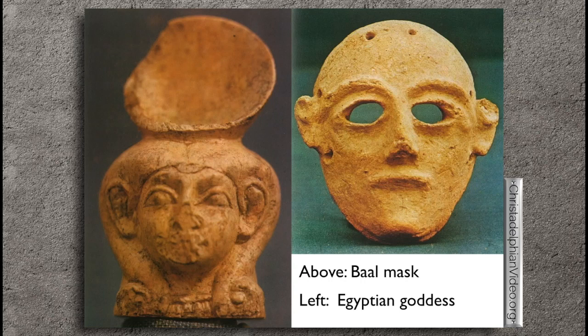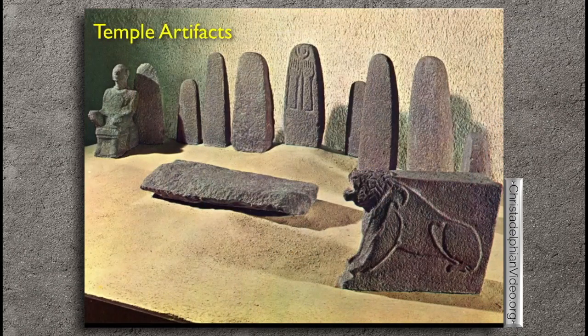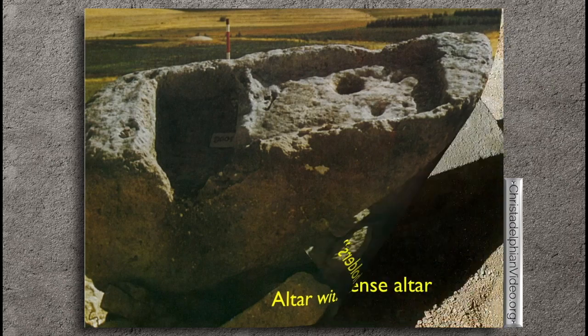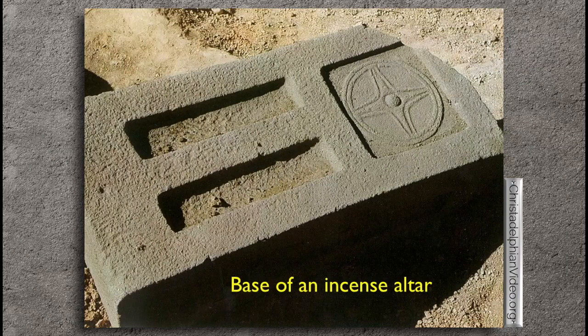And on the left here is an Egyptian goddess from the same area. And they found all these monoliths that are underneath these steles, the temple structure itself, all hidden under the roof, perfectly preserved because they've been under this foot-deep slab of stone for all these years that nobody else could get through. And so here's one of the little temple altars, and they actually have cup holders in there because you would bring your drink offerings, a little wine glass, and it would sit right in that little area. And here's an incense altar lying on its side.